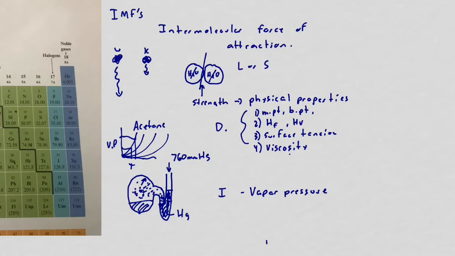So if something has very weak IMFs, that means the molecules are not sticking. That means you're going to have more molecules at a given temperature in the vapor phase, which means the vapor pressure will be higher. So the one indirect variable with respect to IMFs is vapor pressure. If the IMFs are weak at a given temperature, the vapor pressure will be a high value.